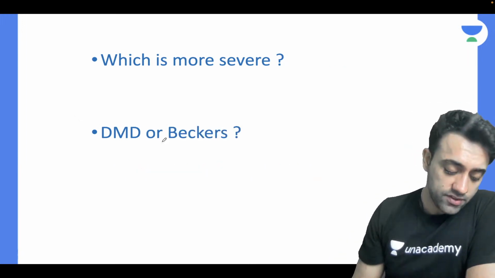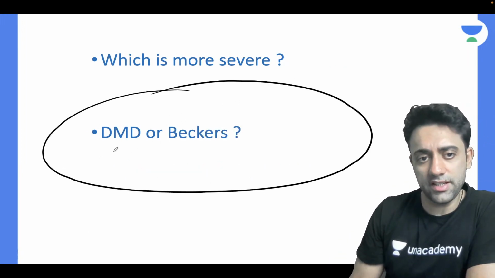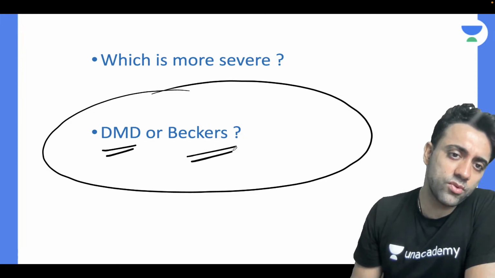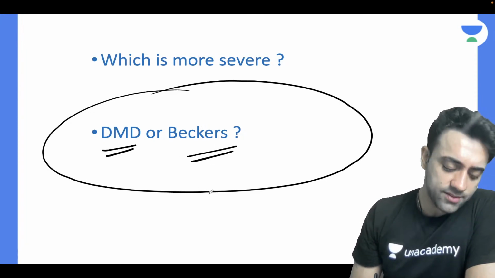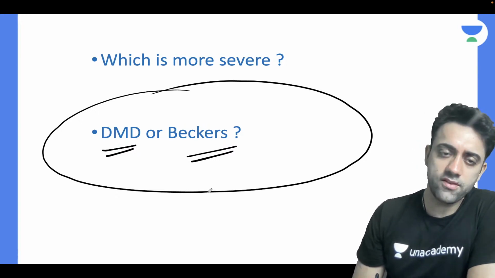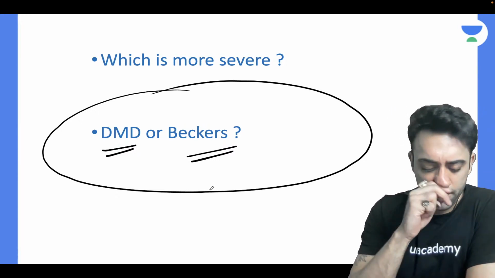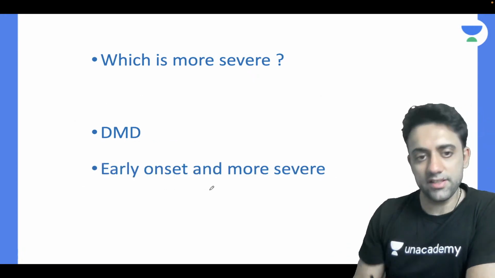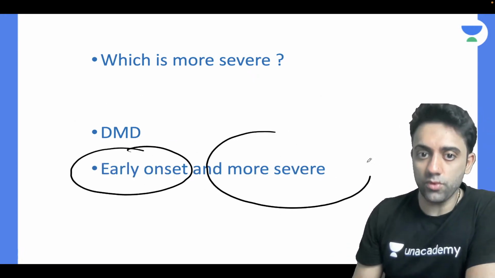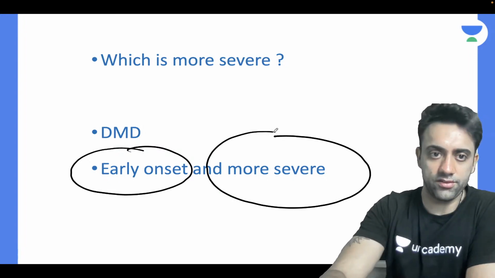Exactly. So the question is, which is more severe? Is Duchenne muscular dystrophy more severe or Becker's more severe? I always forget that. Anyone? Which is more severe? I think Becker's maybe. I don't know. So the answer is Duchenne. It is early onset. It is more severe. Remember that. That also you should know.